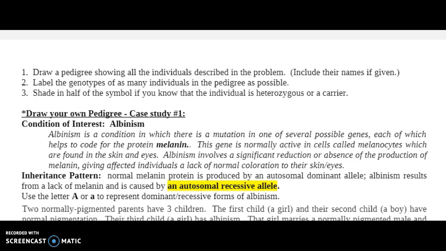So the condition of interest here is albinism, being albino or not having melanin or skin pigmentation. Albinism is a condition in which there is a mutation in one of several possible genes, each of which helps to code for the protein melanin. This gene is normally active in cells called melanocytes, which are found in skin and eyes. Albinism involves a significant reduction or the absence of the production of melanin, giving affected individuals a lack of normal coloration in their skin and eyes.